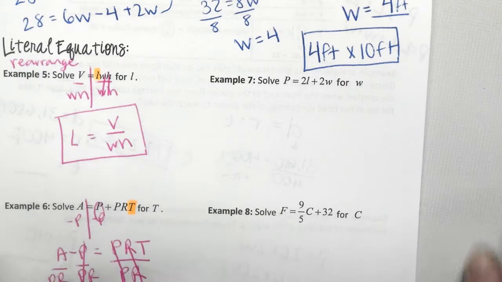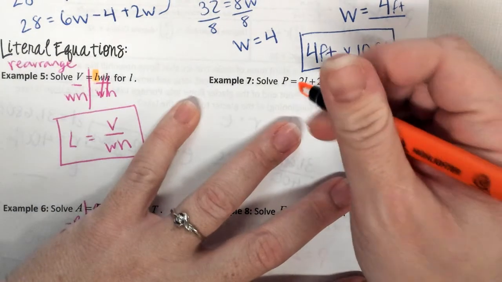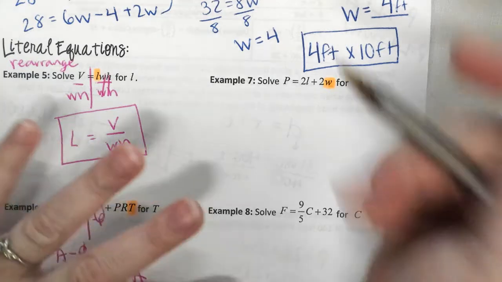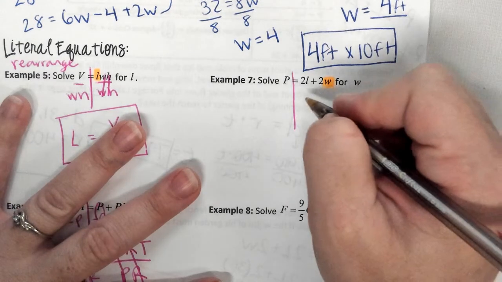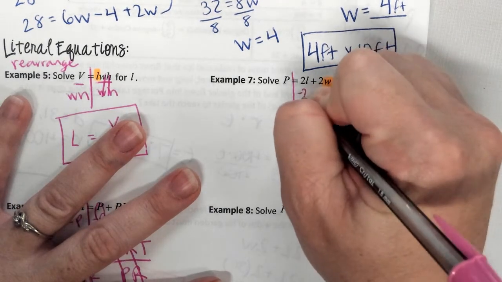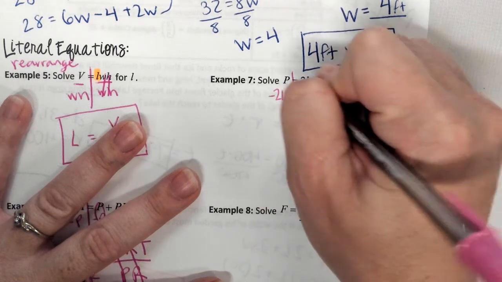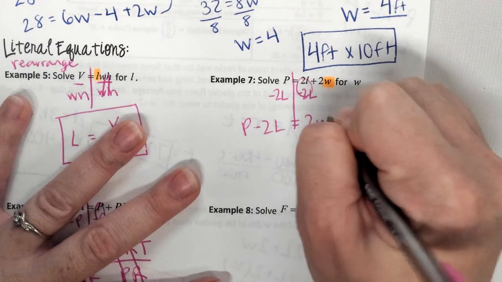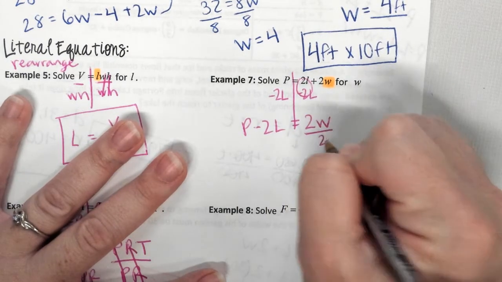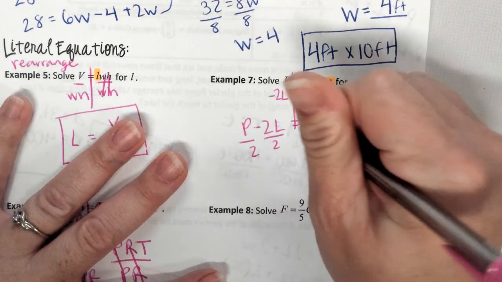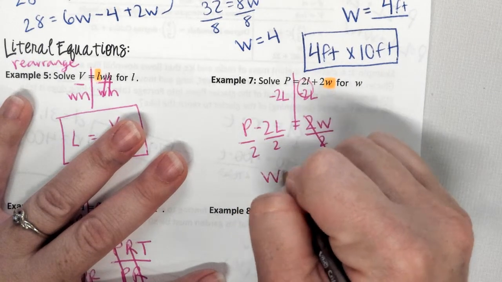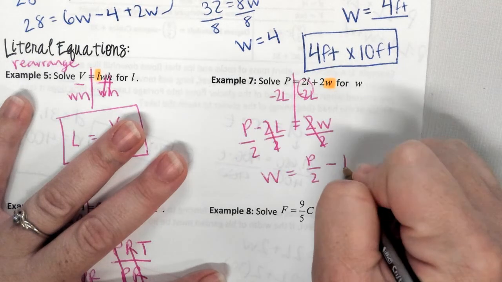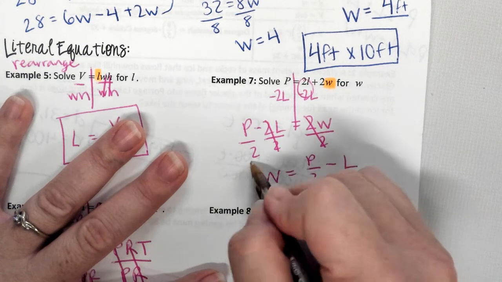Okay, let's look at number 7. Here we're solving for W. Okay, so I need to get rid of my addition and subtraction first. So minus 2L, minus 2L. It's very similar to the last one. P minus 2L equals 2W. And just like the last one, we have to divide to get rid of the 2 because that's multiplying. So I have W equals P over 2 minus, well, the 2's cancel, and L is on top. You don't have to have a denominator, so you're done.